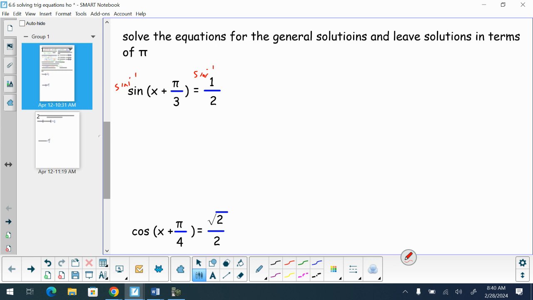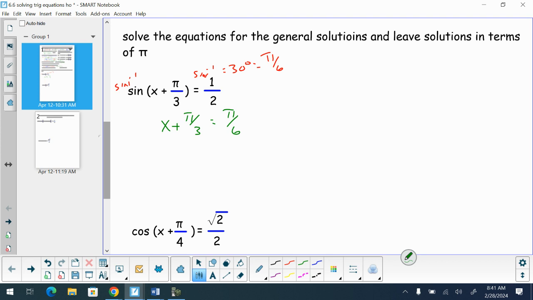What is our degree measure for the inverse sine of 1/2? In degree mode, that's equal to 30 degrees, which hopefully we know by now is pi over 6. So we have x plus pi over 3 is equal to pi over 6. But when we take our inverse sine, we get two solutions. We have the principal value, which is our calculator value, that 30 degrees.